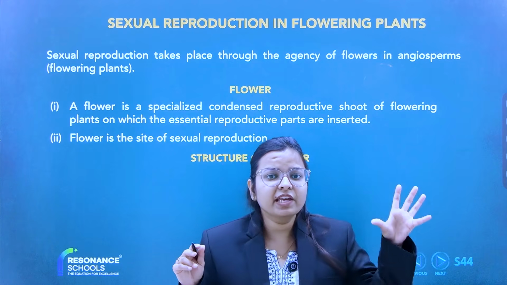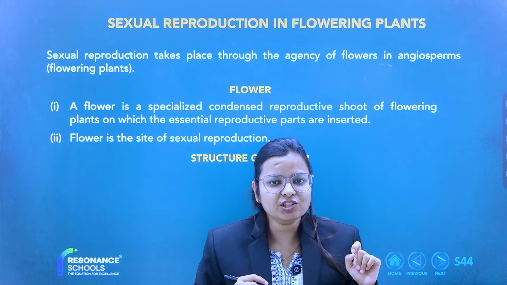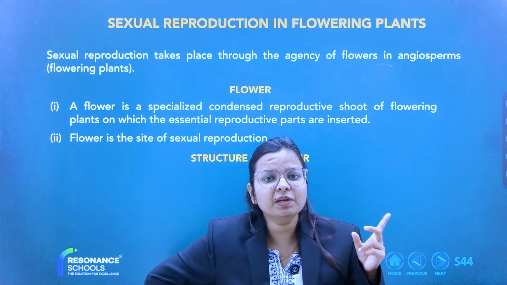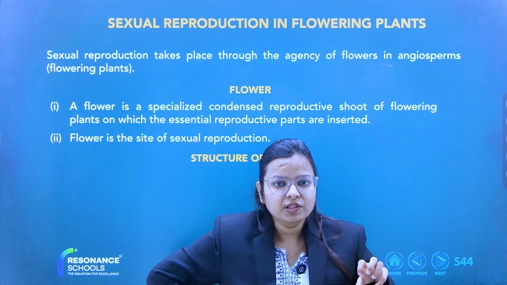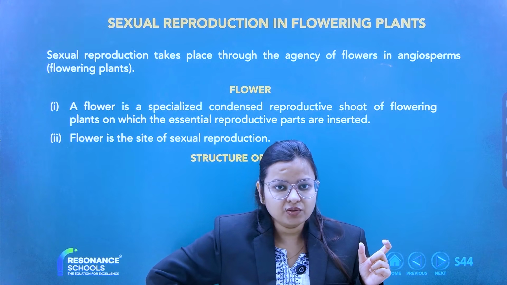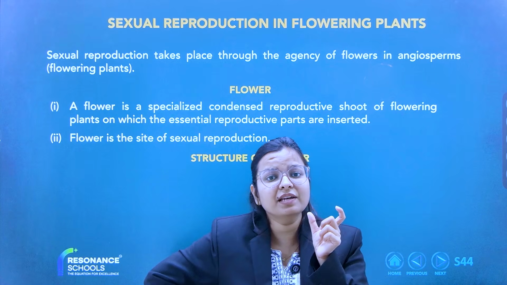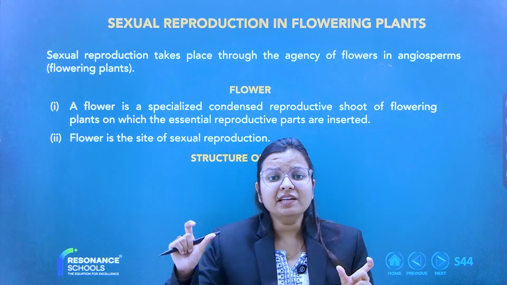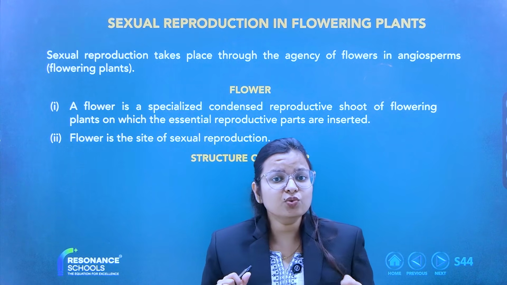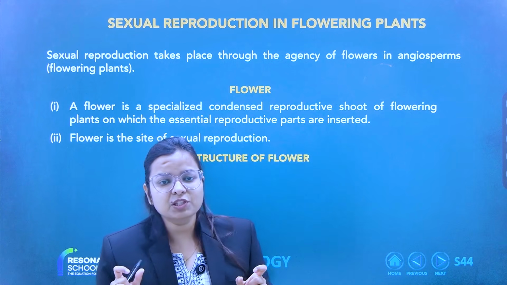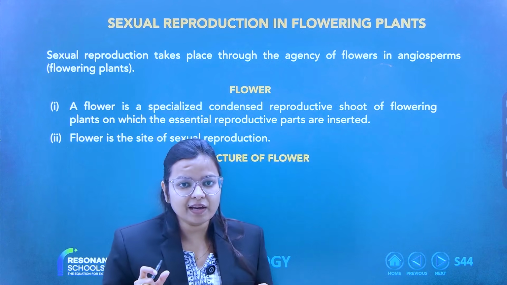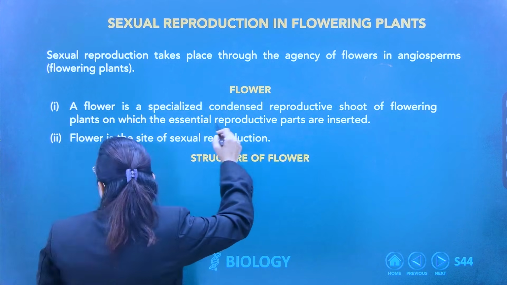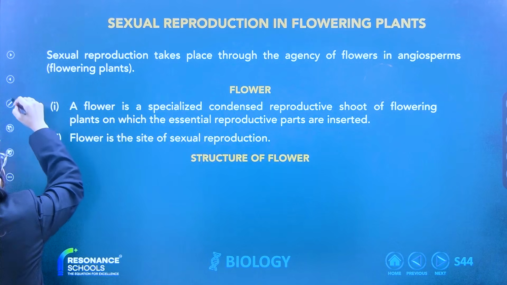What is happening? We have male flowers. I told you about unisexual and bisexual flowers. Do you remember? If a flower has male and female parts both in the same flower, it is a bisexual flower. And if the flower has only one sexual organ, only the male part or only the female part, then it is a unisexual flower. Do you get the difference between unisexual and bisexual flowers? Sexual reproduction takes place through many agents.